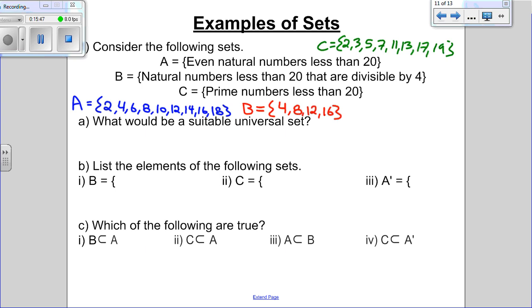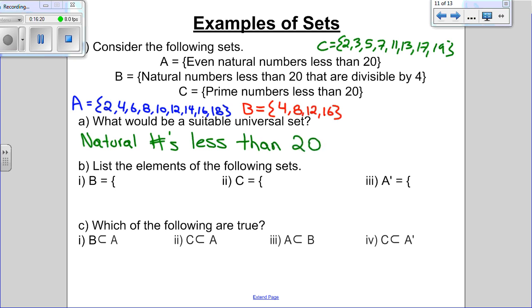Oh, that'd be a perfect universal set, because that's all they ever talk about is natural numbers less than 20. So a good universal set for this question would be natural numbers less than 20. That'd be a great universal set.